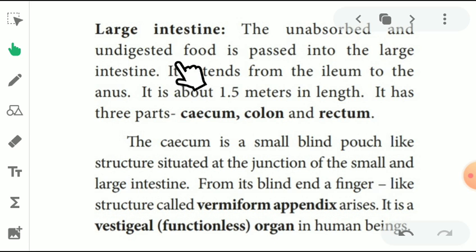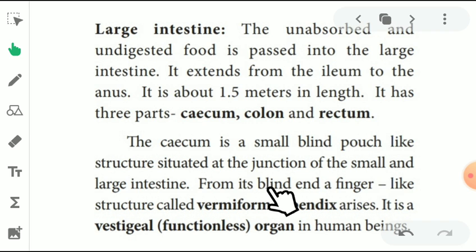Unabsorbed and undigested food passes into the large intestine. It extends from the ileum to the anus. It is about 1.5 meters in length. It has three parts: cecum, colon and rectum. The cecum is a small blind pouch structure situated at the junction of the small intestine and large intestine, like a blind-ended finger.